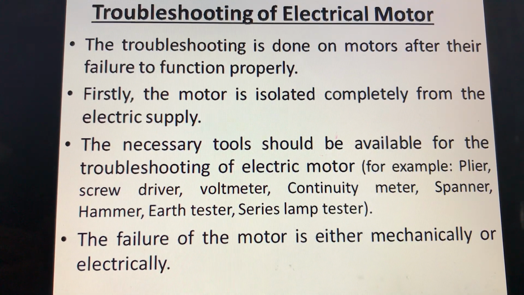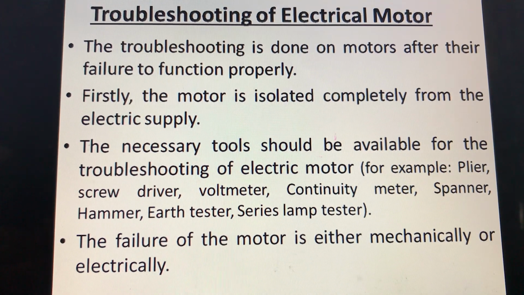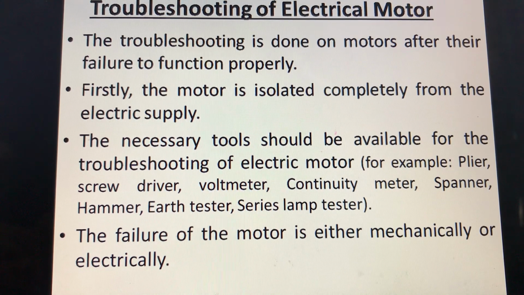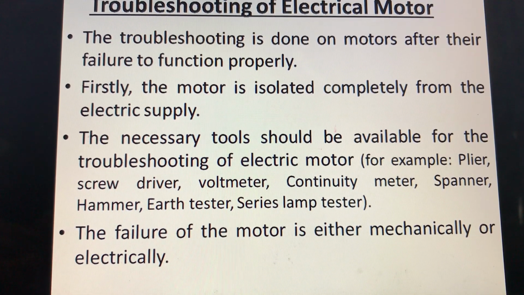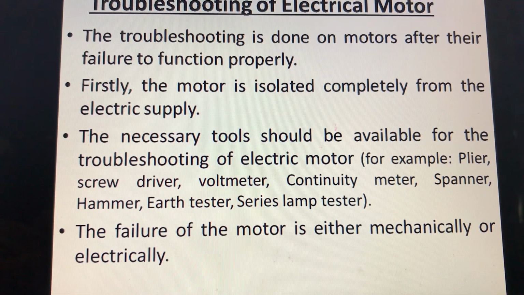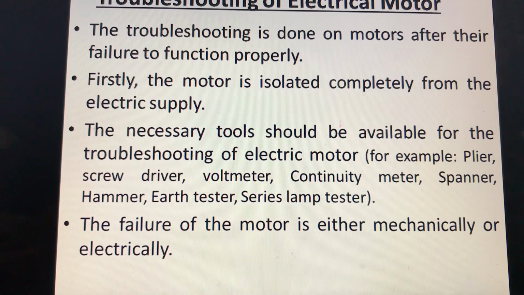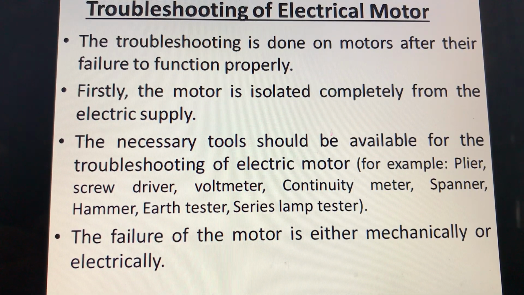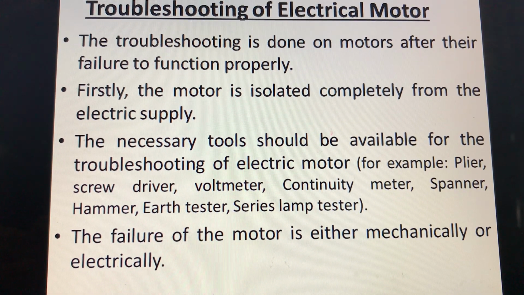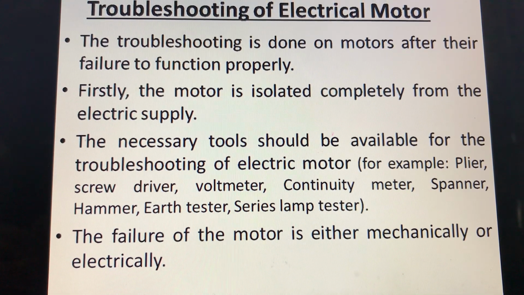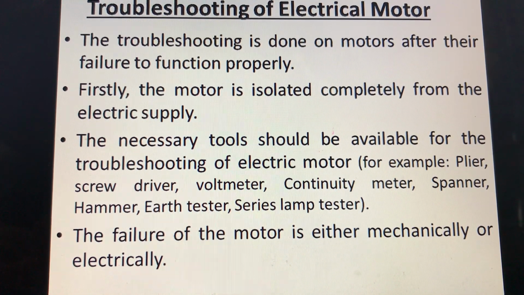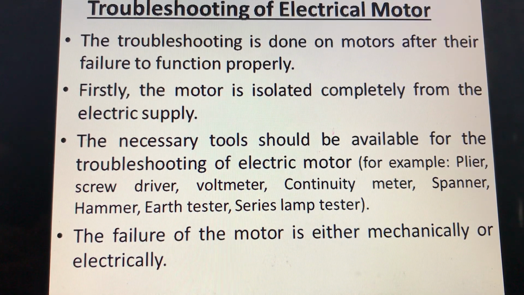Then is the troubleshooting. If the motor fails to function properly, we have to do troubleshooting on the motor, to find what kind of fault is in it. Firstly, the motor is isolated completely from the electrical supply. Then the necessary tools are gathered for the troubleshooting of electric motor. For example, we need plier, screwdriver, voltmeter, continuity meter, spanner, hammer, earth tester and series lamp tester.